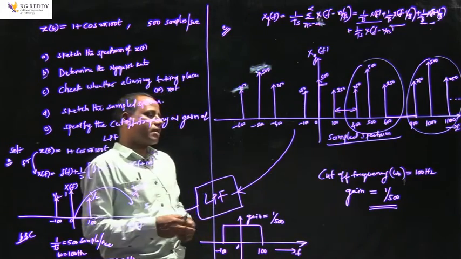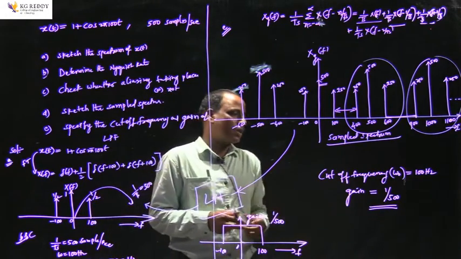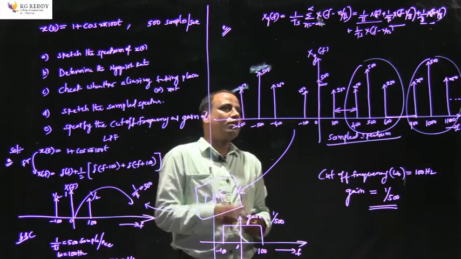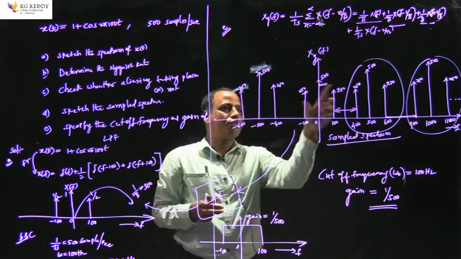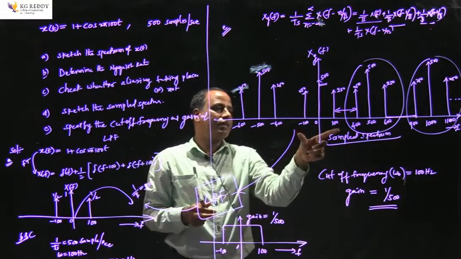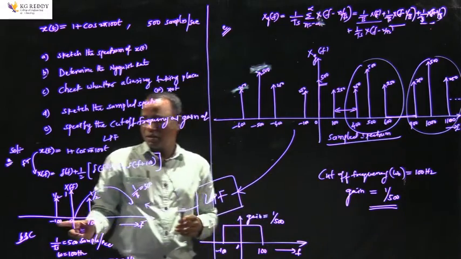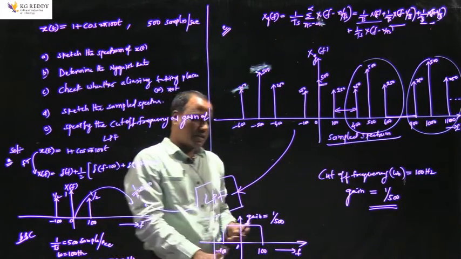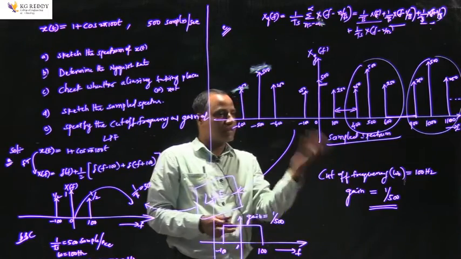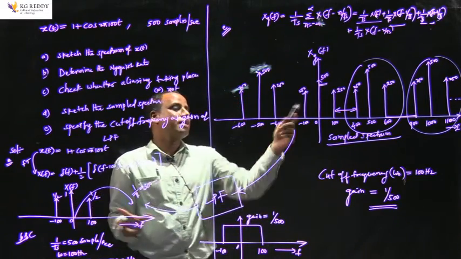And in this particular case, the filter has to be designed with a cutoff frequency of 100 hertz and with a gain of 1 by 500. Then only will the magnitudes 500 and 250 be converted to 1 and half, and we get this minus 100 to plus 100. That's the reason we need to design a low pass filter with a cutoff frequency of 100, the highest frequency, so that we can reconstruct this particular signal from the sample spectrum.